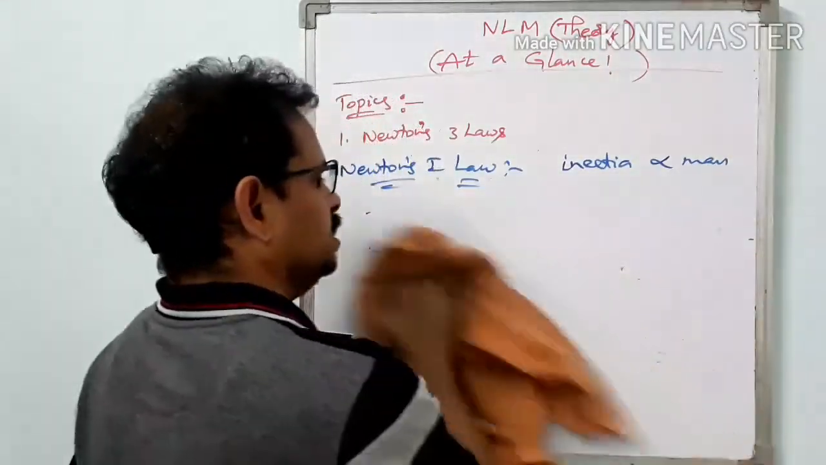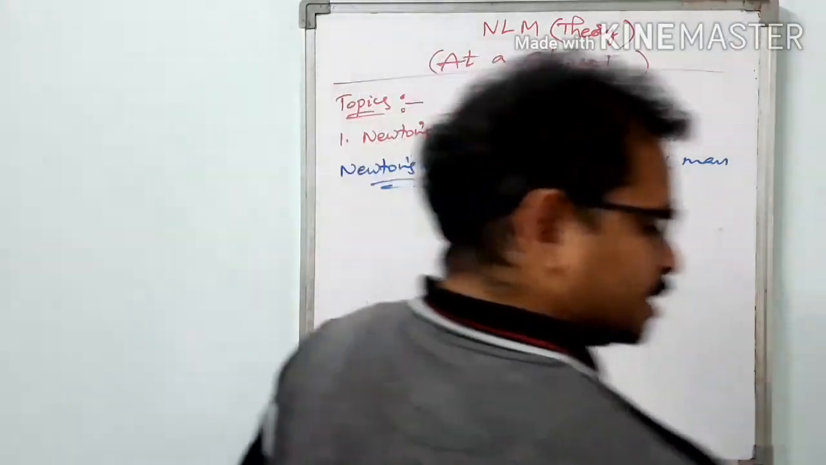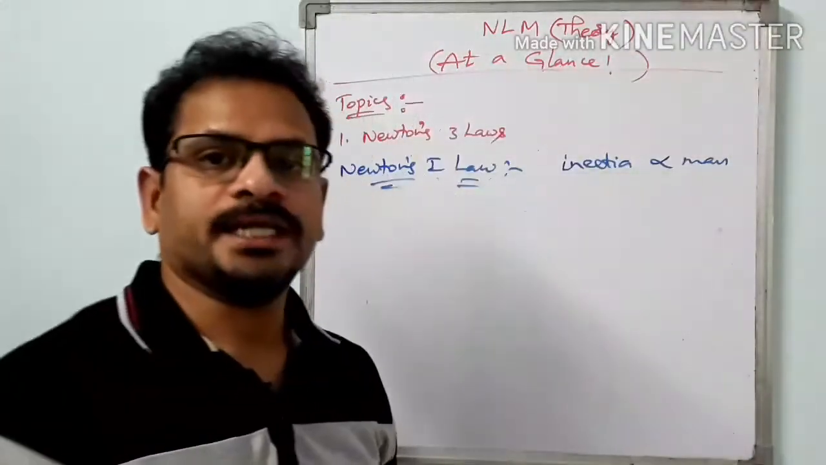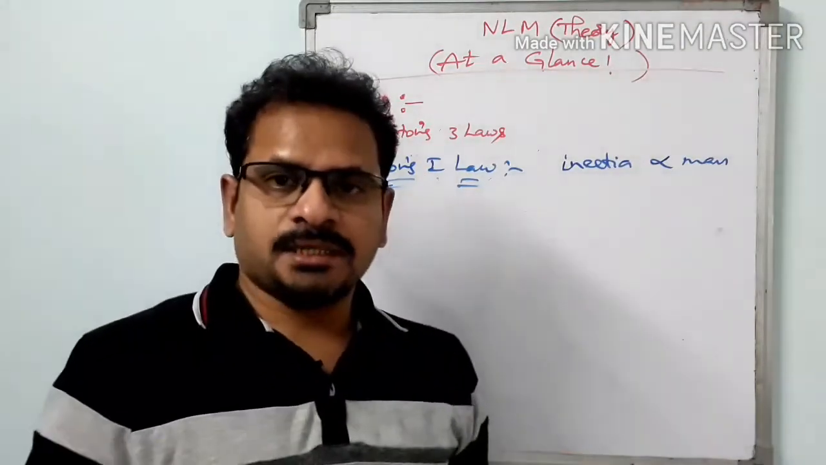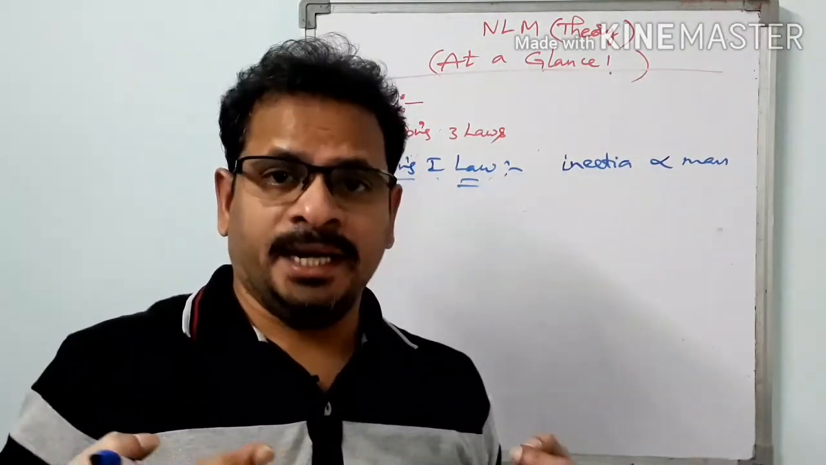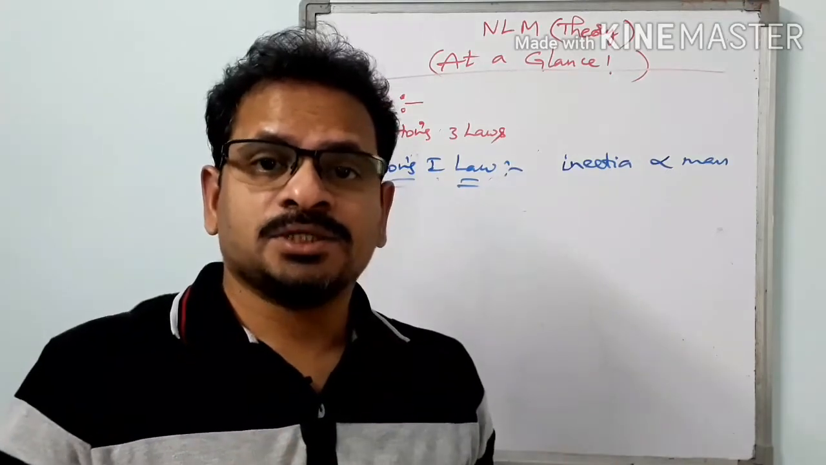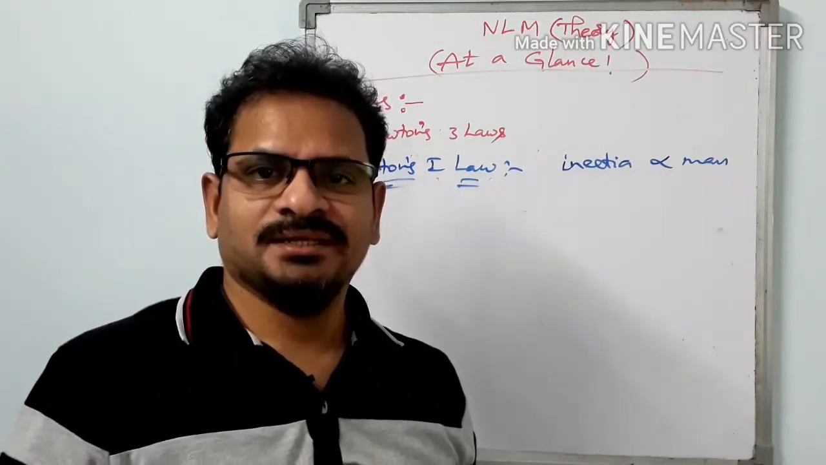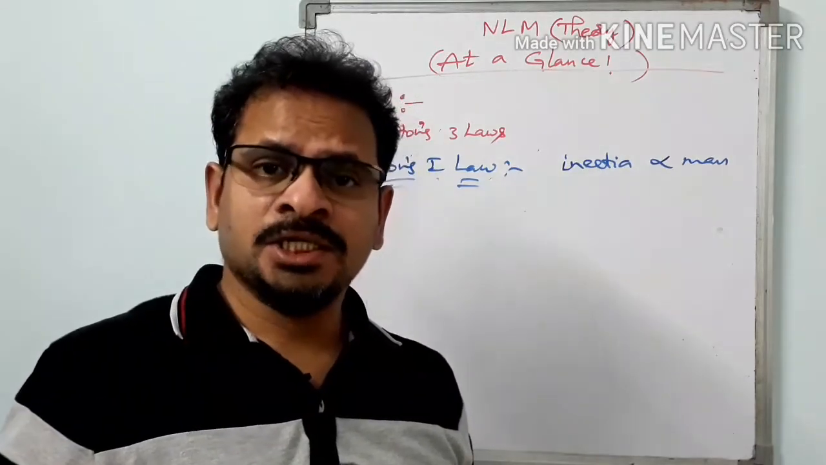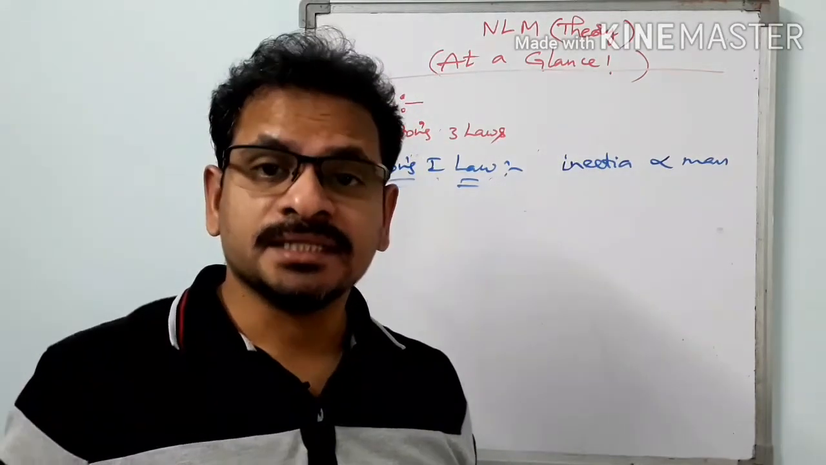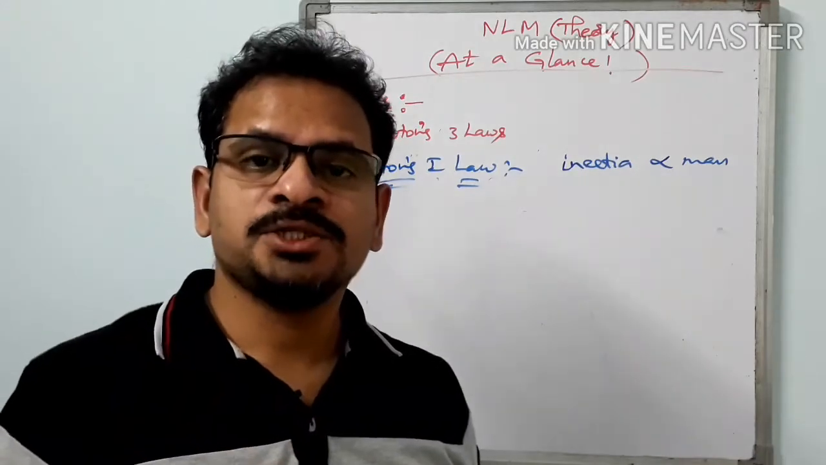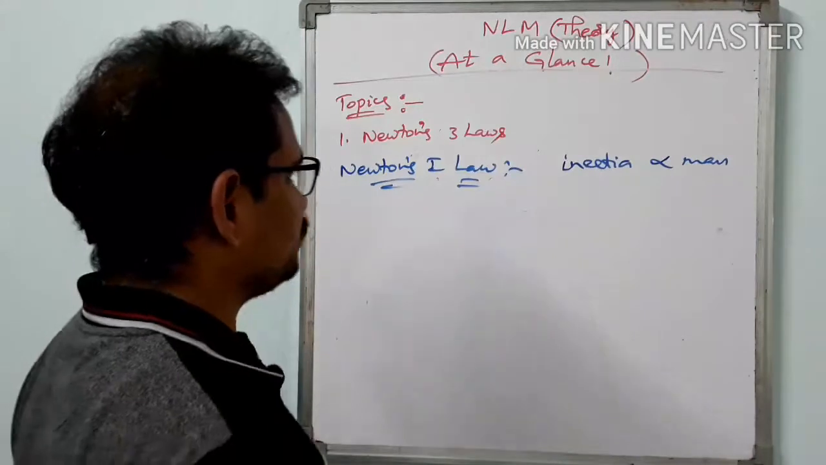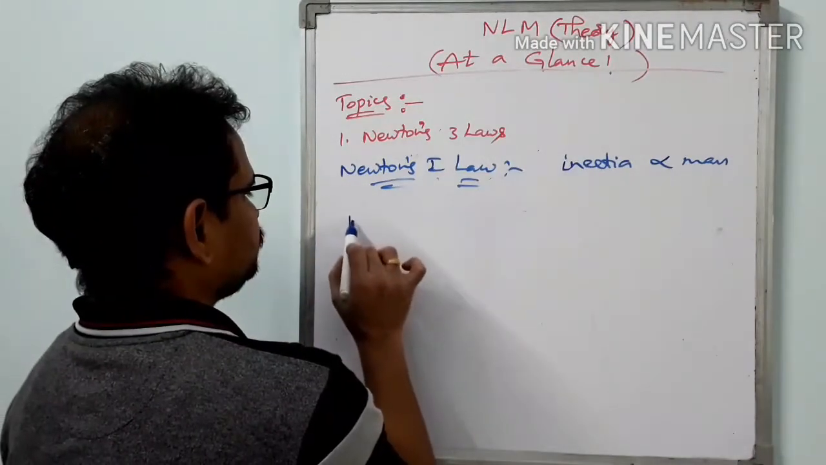And regarding inertia, there are three types: inertia of rest, inertia of motion and inertia of direction. If a body is at rest and we apply force, it opposes any change to its state of rest, so it is known as inertia of rest. If it opposes any change to the magnitude of velocity, we call it inertia of motion. If it opposes change to its direction of motion, then we call it inertia of direction. Okay. Next one is Newton's second law.